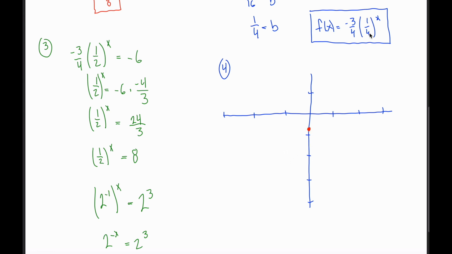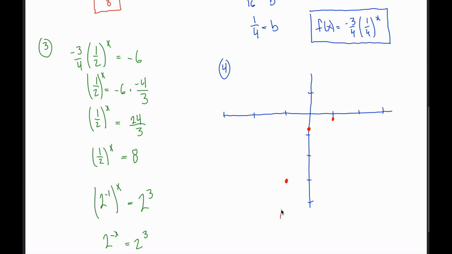And then I think about this 1/4, and that's telling me how much I should multiply by each time I take one step to the right. So negative 3/4 times 1/4 would give me negative 3/16. So I'm getting really close to the axis up here. That's not super helpful. Well, what about if I took a step to the left? Well, if I'm taking a step to the left, I'm dividing by 1/4, which is the same as multiplying by 4. So if I take this negative 3/4 and multiply it by 4, I get negative 3. So the height at negative 1 should be down here at negative 3. That's a little bit more useful.